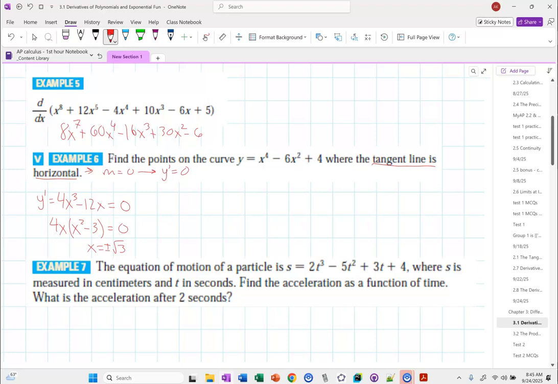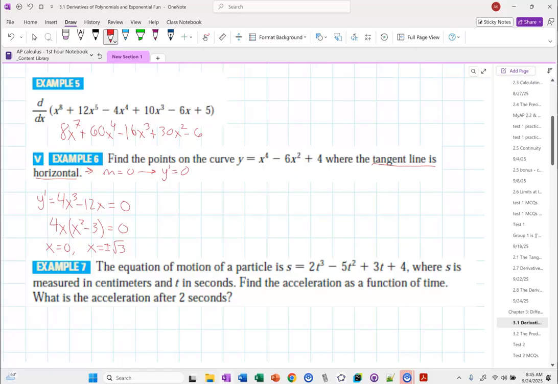We missed one other answer though: 0. If we take the 4x and set it equal to 0, we get 0. We take the x squared minus 3, set it equal to 0, we get plus or minus root 3. Everybody good with the solutions?